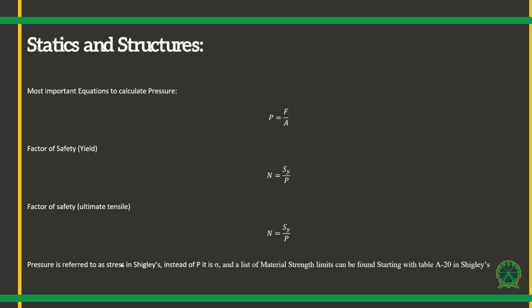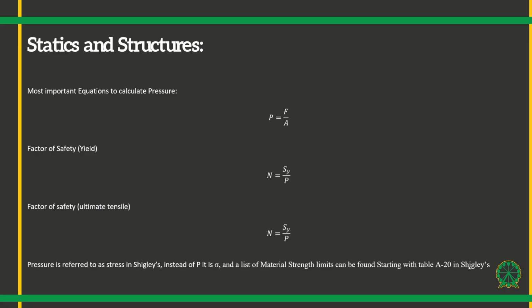Pressure is referred to as stress in Stiglitz. Most people refer to it as stress because you're exerting stress on the material. It's just a word for it, but it's always in terms of pressure. So as a result, in these equations, you'll usually see the sigma instead of a P. And a list of material strength limits can be found starting with table A-20 in Stiglitz.